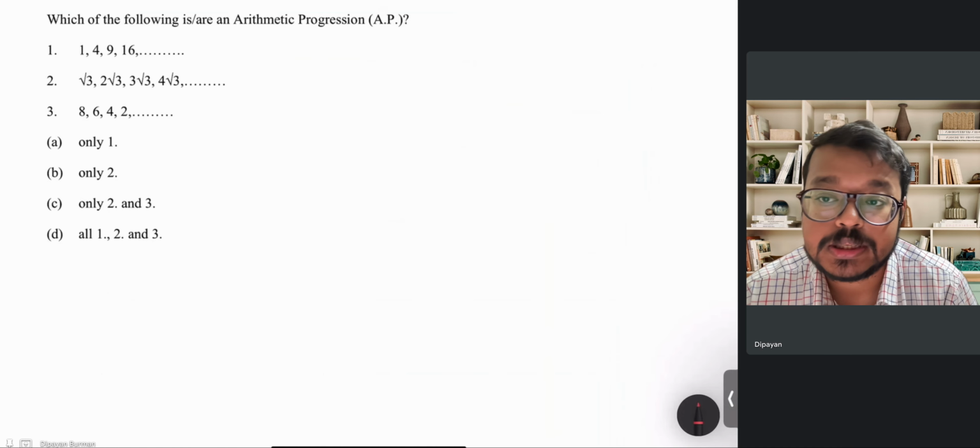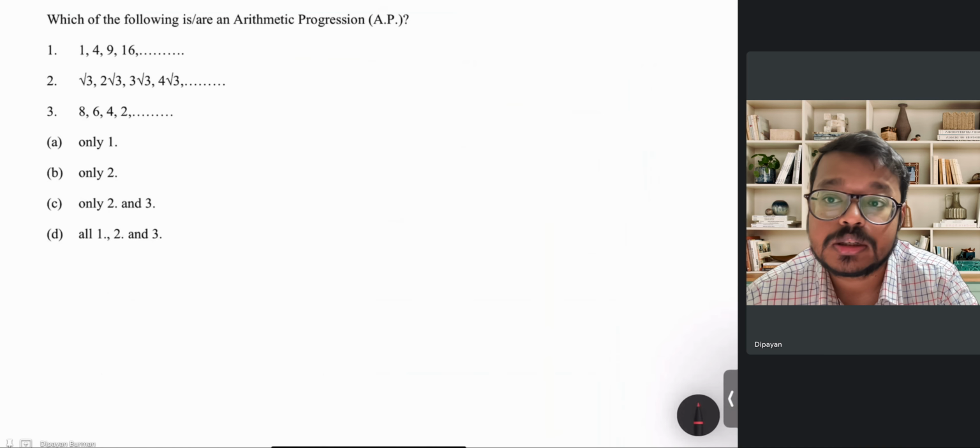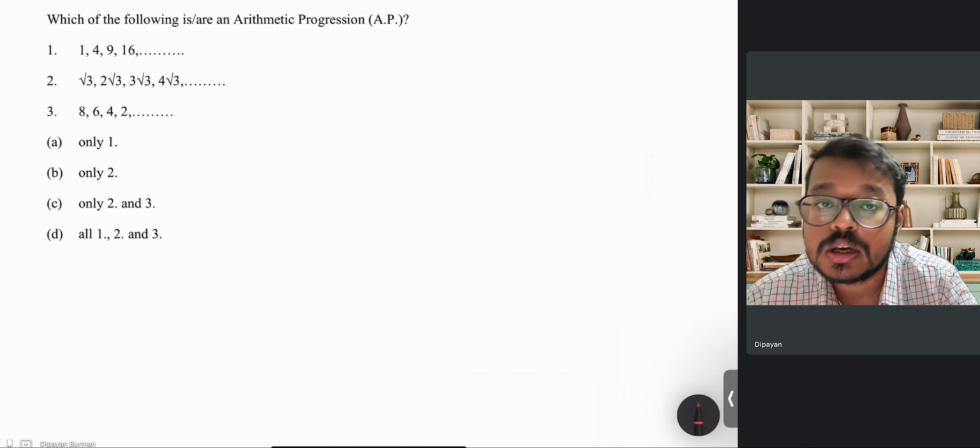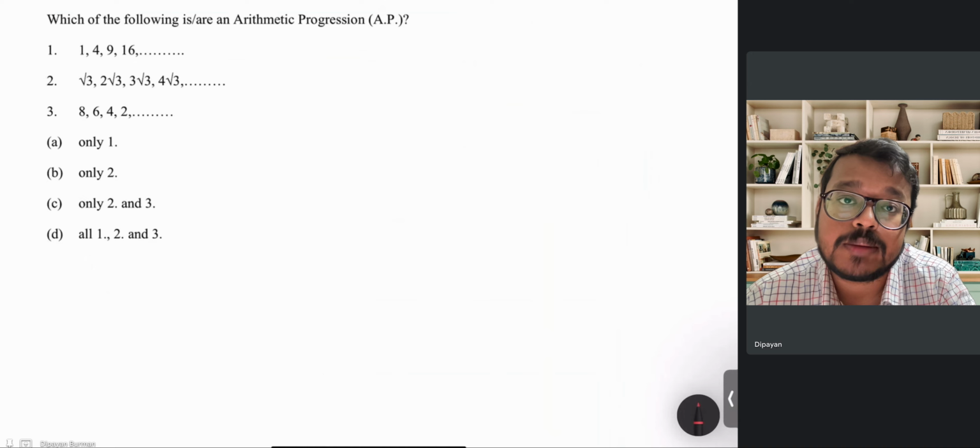Let's solve some MCQs from arithmetic progression. So the first question is asking which of the following is or are an arithmetic progression. They have given us three number series and we have to identify which is an AP.